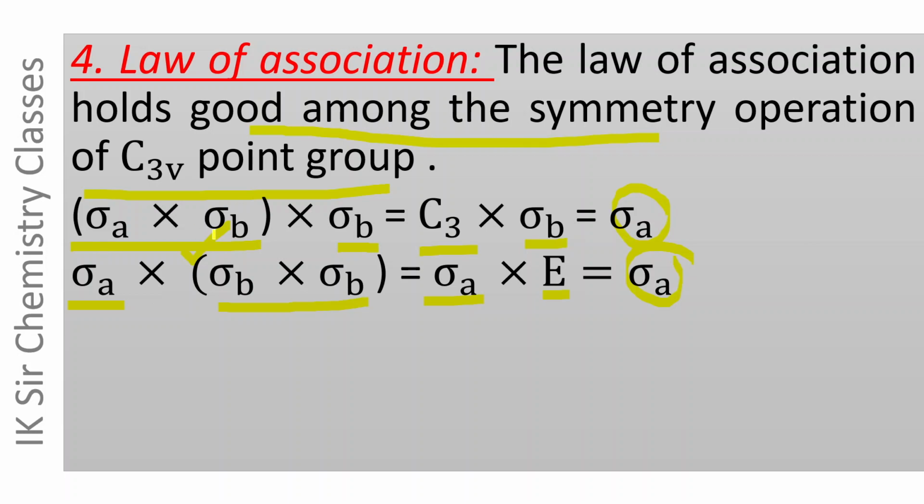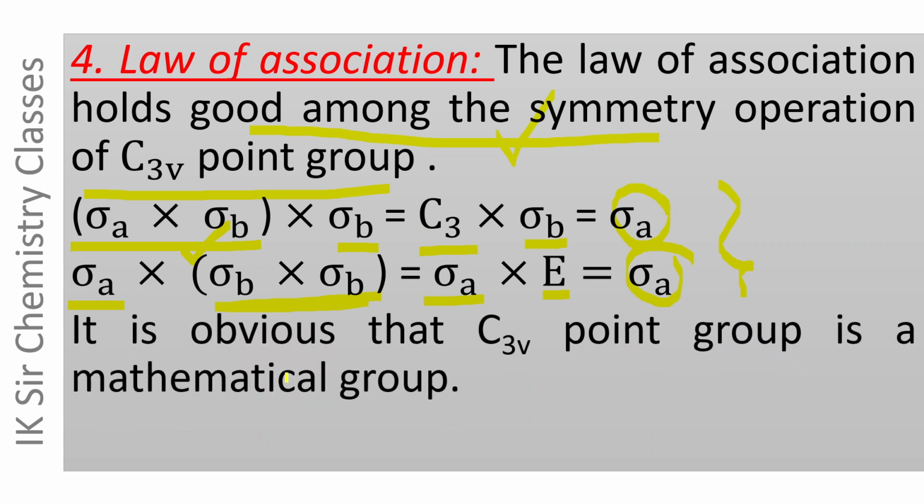If sigma A, sigma B and sigma B symmetry operations are multiplied in two ways by clubbing two symmetry operations in different ways, the net result is the same. It means the law of association holds good among the symmetry operations of C3v point group. Therefore, it is obvious that C3v point group is a mathematical group.